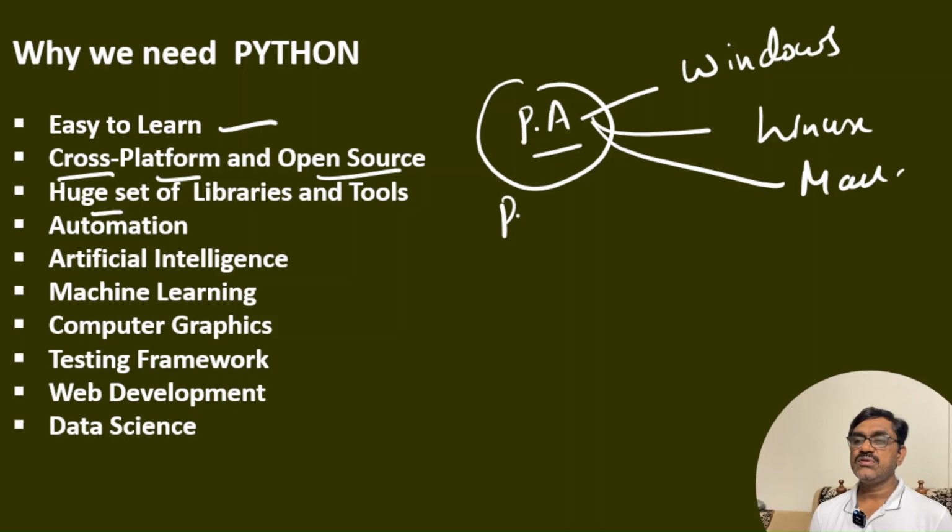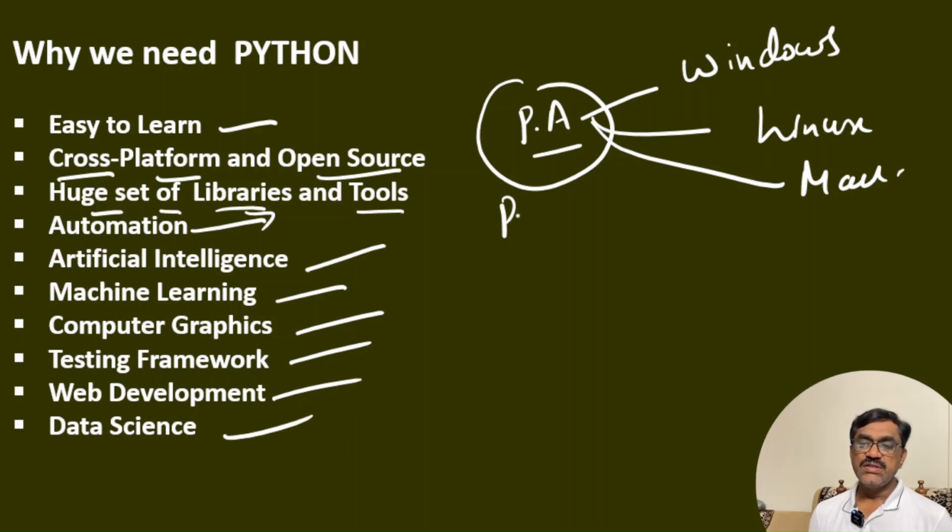And next, it contains a huge set of libraries and tools. There are some predefined or built-in libraries which are already developed, and also some tools which are already developed by the user community. You can use the tools or libraries for the fast development of any kind of Python application. You can also use Python in automation, and to create applications in artificial intelligence. We can use it in machine learning, computer graphics, testing frameworks, web development, and data science. These are the various areas in which we can use Python programming.